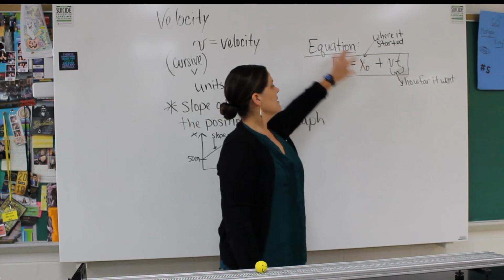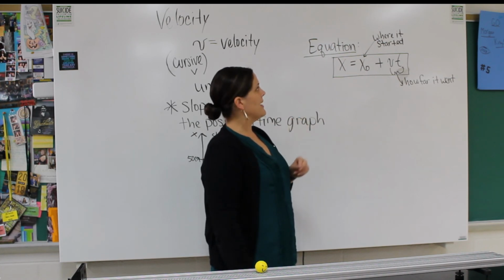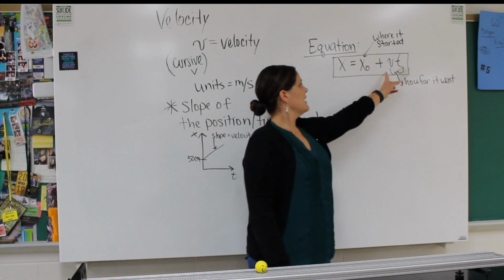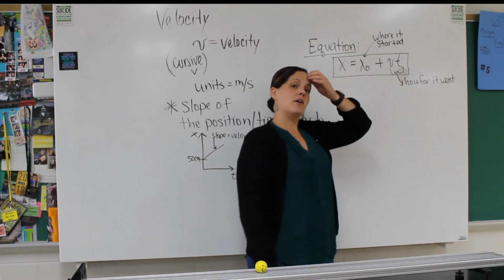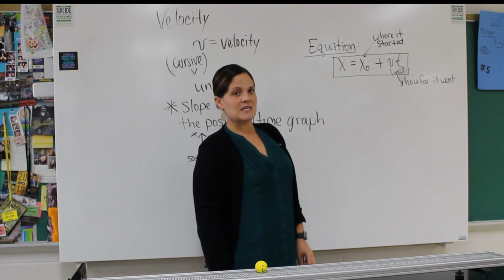So this equation allows us to solve for any one of those variables. It's very important to put a box around it and realize that x naught is where it started and vt is how far it went. You will use this quite often, and I'm sure you can see how it relates to lots of other equations that you've looked at before.